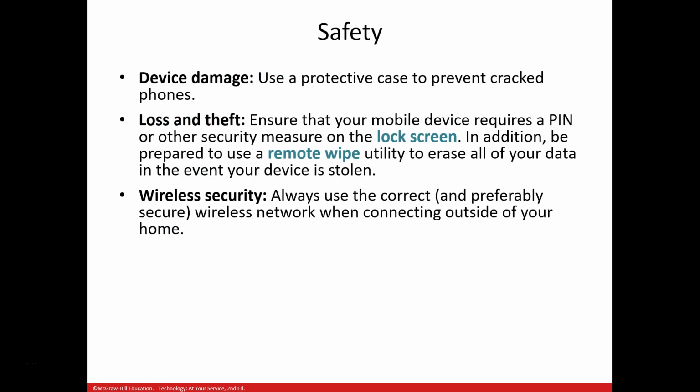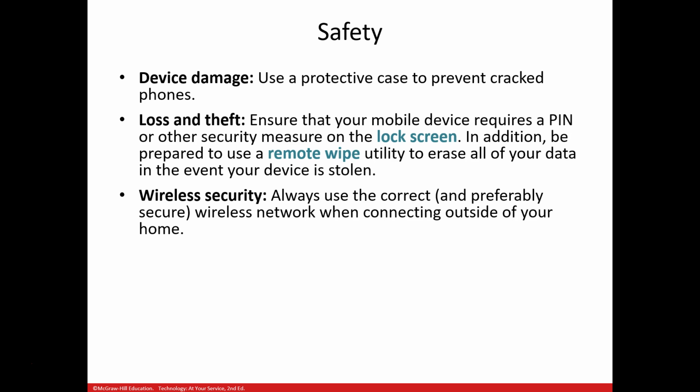Safety, okay. Device damage, right? Loss and theft, wireless security. Device damage means people usually use a protective case to prevent cracks on their phone. For loss and theft, people usually use a PIN or their lock screen, okay? Or sometimes they use a remote wipe. That means, let's say that people lose their iPhone, you can remotely lock it using your iCloud. That way, people cannot use the stolen or lost iPhone. You can remotely lock them so that a stolen or lost iPhone becomes worthless.